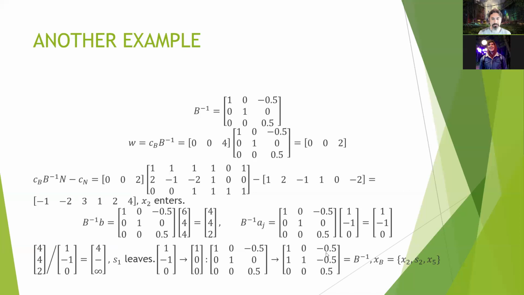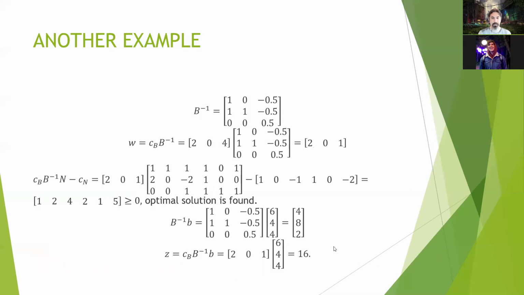So I'm going to use this one to check optimality. Okay, I have the new B inverse. I will calculate the new W, which is going to be 201. Okay, and from this 201, I have to calculate the optimality condition. I multiply this 201 with the current N, and subtract the current Cn, which is going to give me 124, 215. All of them are greater than or equal to 0. So this is an optimal solution. I have found the optimal solution over here.